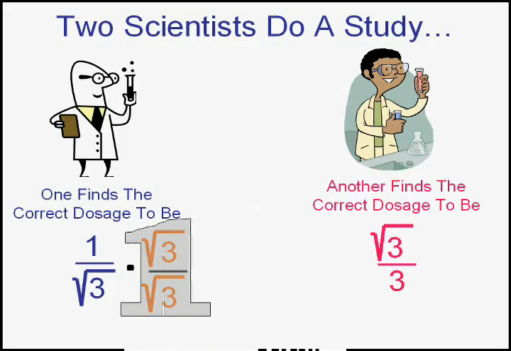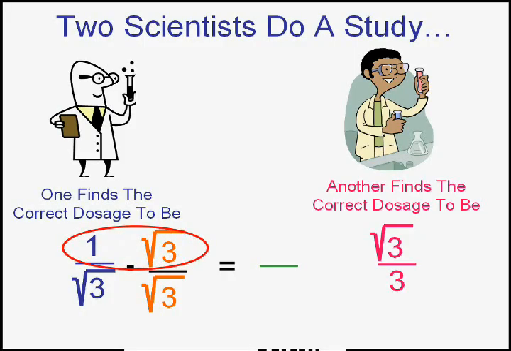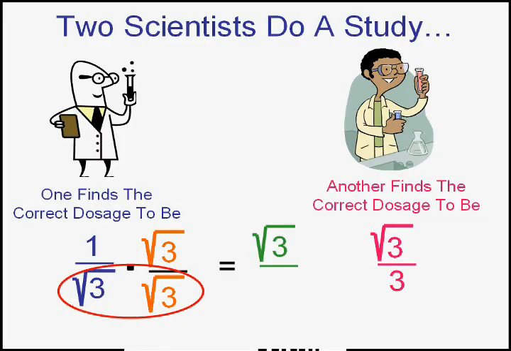And first of all, why can I do it? Because the square root of 3 over the square root of 3 is 1. So I can do that anytime I want. Why I did it, I'll show you, but I can certainly do it. And if I do it, what do I get? In the top, I get square root of 3. And in the bottom, I get square root of 9. Well, that was the first scientist's result.